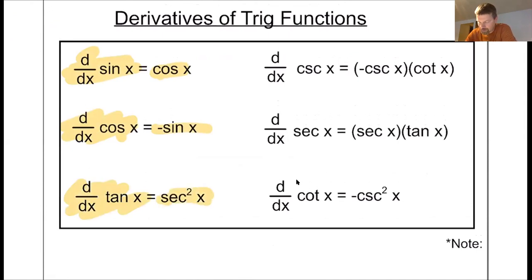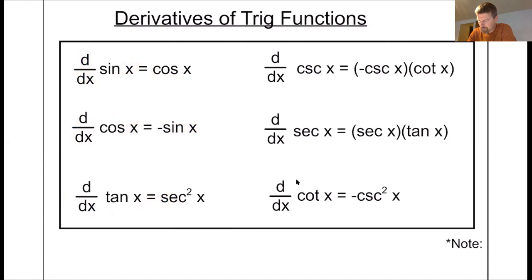Again, secant squared, that's a notation we should be familiar with. That means the same as secant of x squared. Those are equivalent, right? So I like that notation. It makes it a lot easier. So those are the main 3, right? That's your main sine, cosine, and tangent functions. Their derivatives are cosine, negative sine, and secant squared.